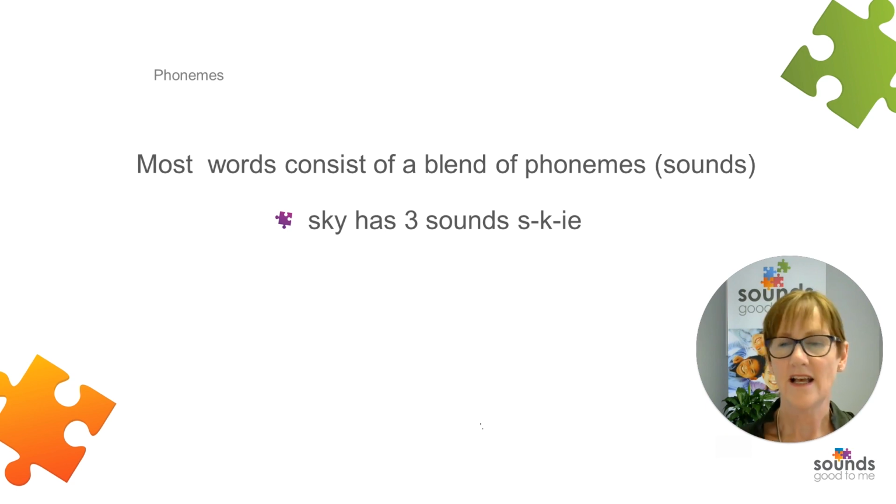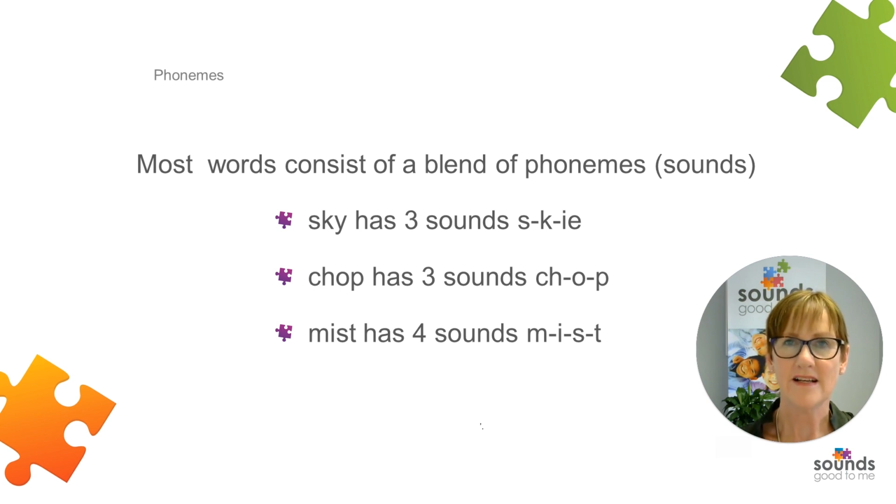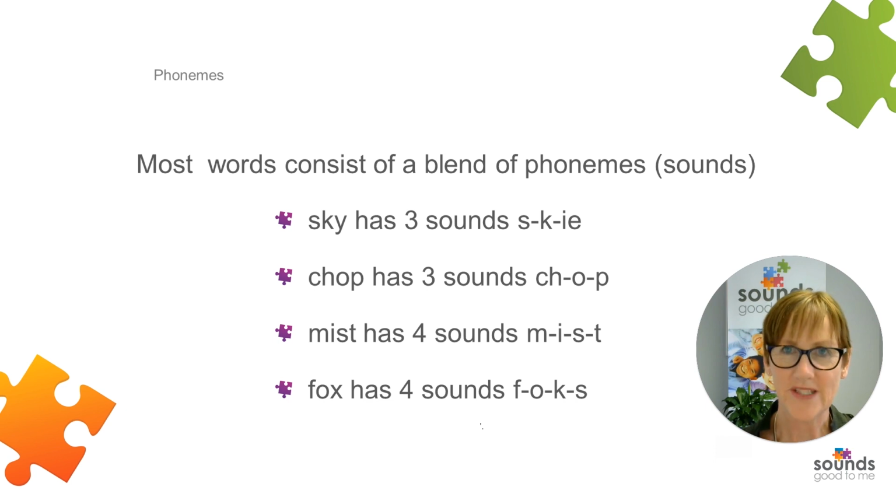Sky has three sounds. S, k, I. Chop has three sounds. It's got four letters, but three sounds. Ch, o, p. Mist has four sounds. M, I, s, t. It also has four letters. And fox has four sounds. F, o, k, s. So you can see there that chop has three sounds and four letters, and fox has four sounds and three letters. So it can be quite tricky.